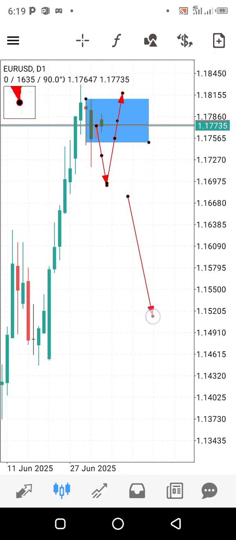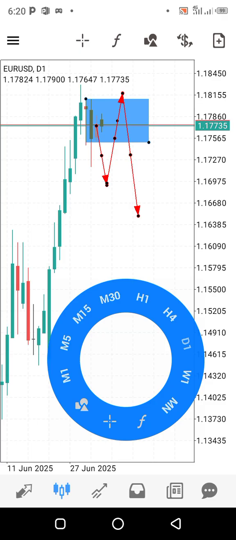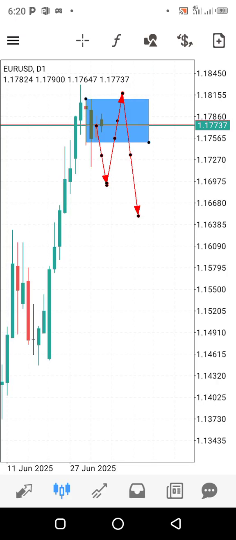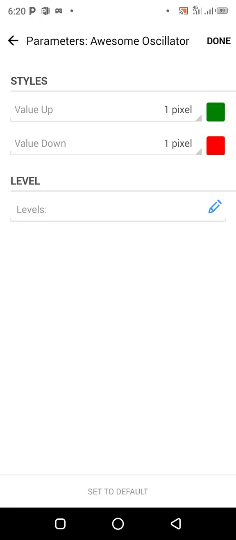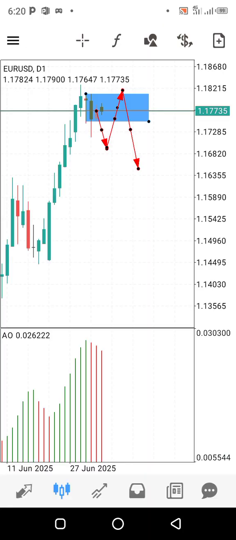For further confirmation, I usually like to use the awesome oscillator because it gives me the divergence setups. Okay, so let me first pull out the awesome oscillator. Okay, it's better.